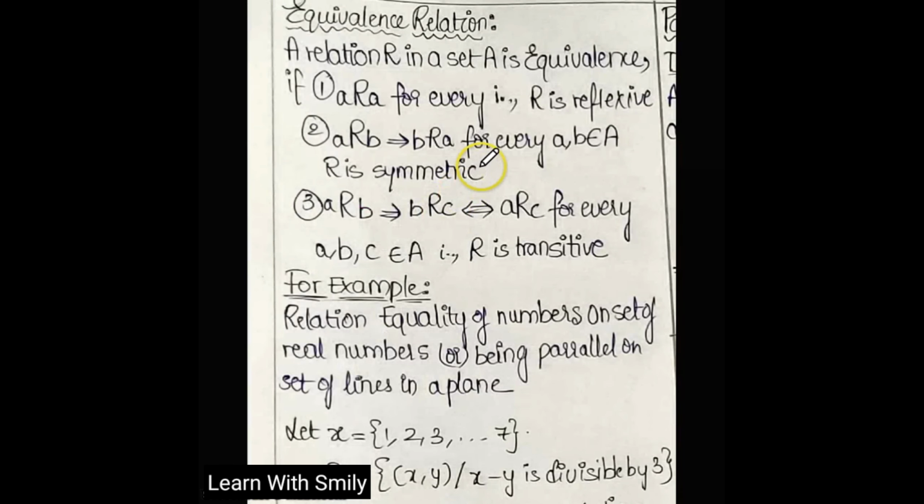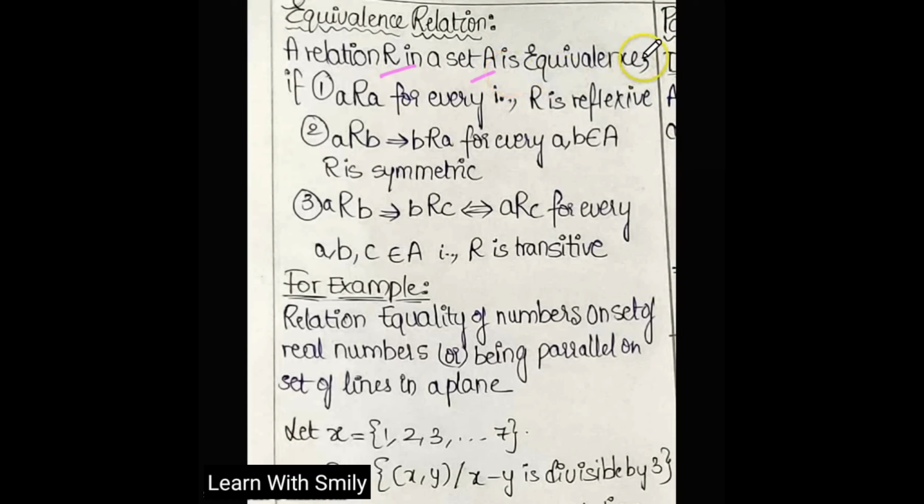Now coming to equivalence relation. A relation R of a set A is an equivalence relation only if it is reflexive, symmetric and transitive. If a relation satisfies all these conditions of reflexive, symmetric and transitive, then we can say that it is an equivalence relation. Okay, so it should satisfy reflexive, symmetric and transitive. We can make it as RST, right? So if it satisfies RST, then it is an equivalence relation.